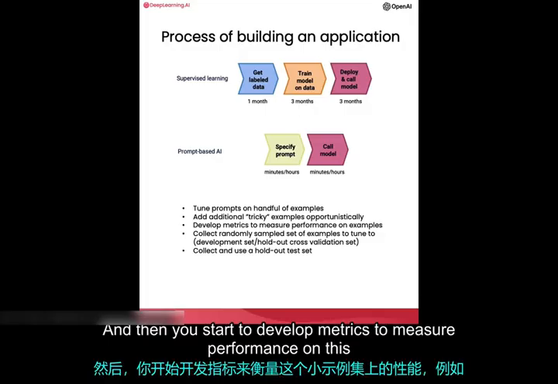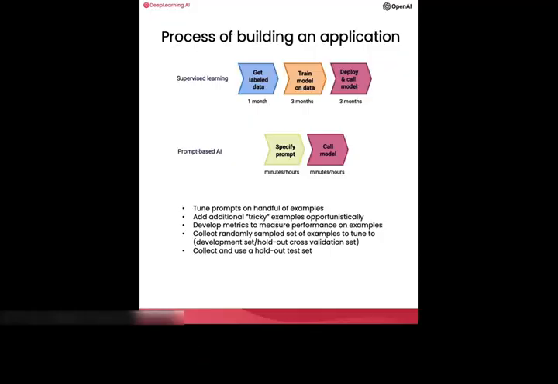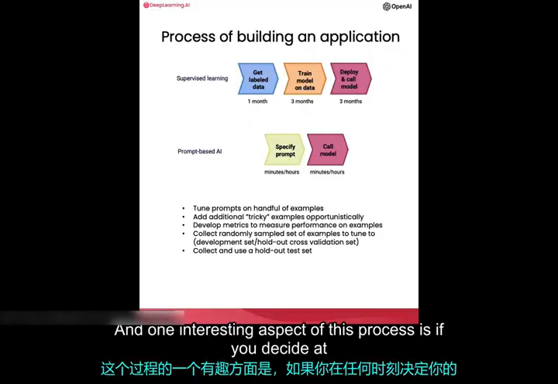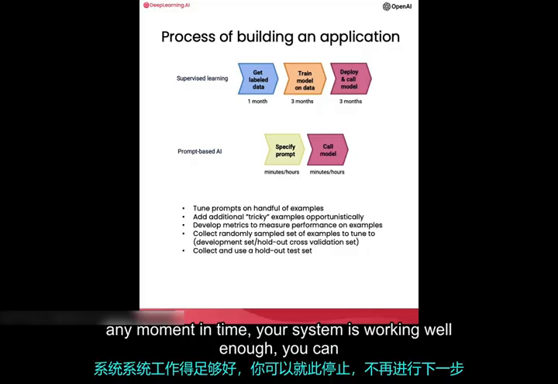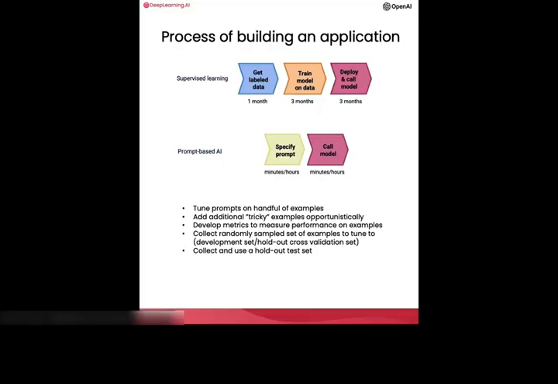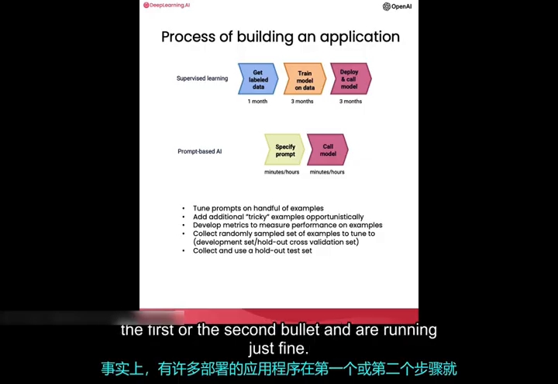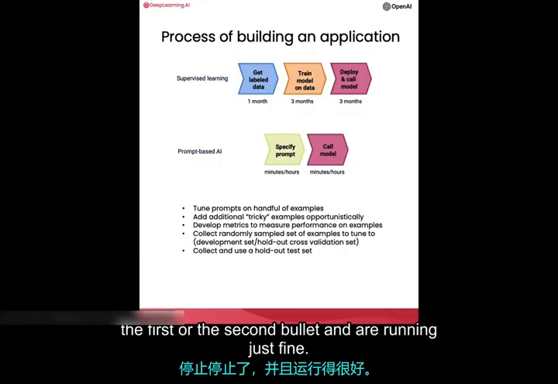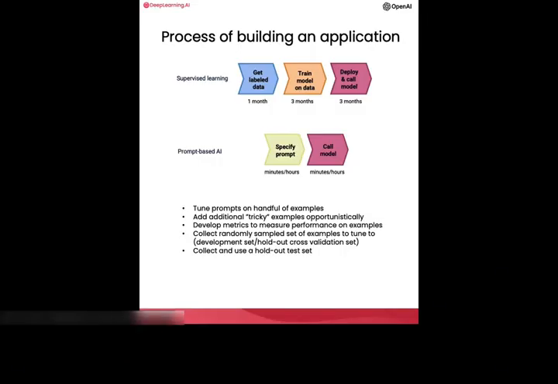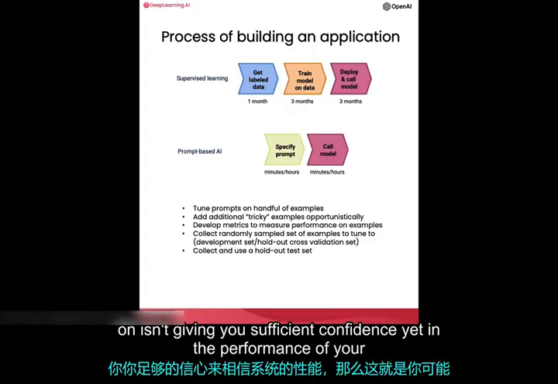And then you start to develop metrics to measure performance on this small set of examples, such as maybe average accuracy. And one interesting aspect of this process is, if you decide at any moment in time your system is working well enough, you can stop right there and not go on to the next bullet. And in fact, there are many deployed applications that stopped at maybe the first or the second bullet and are running just fine.